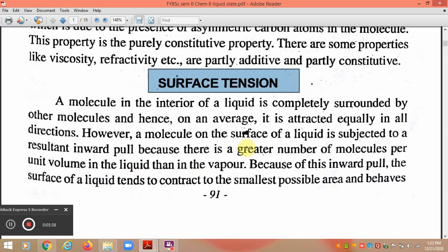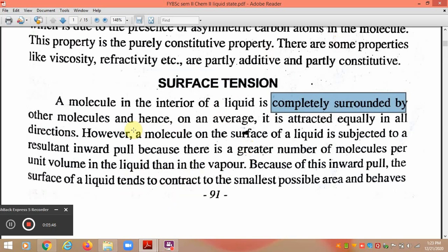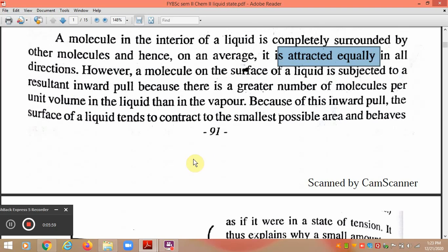Whenever we talk about the nature of liquid molecules, we come to know that a molecule in the interior part of the liquid is completely surrounded by other liquid molecules from all sides, and hence, on average, it is attracted equally in all possible directions. However, a molecule present at the surface of the liquid is subjected to only a resultant inward pull, because this molecule has a greater force of attraction from the downward direction.